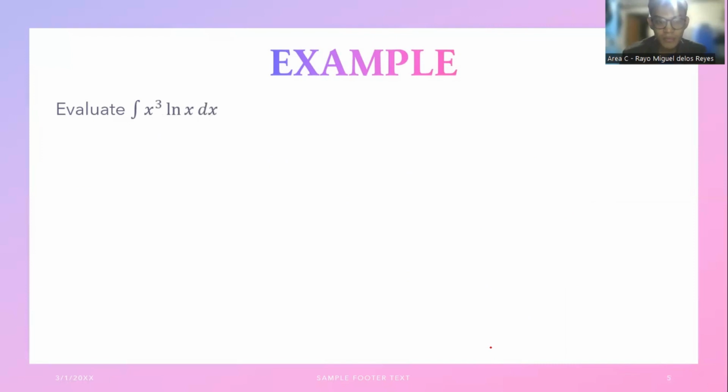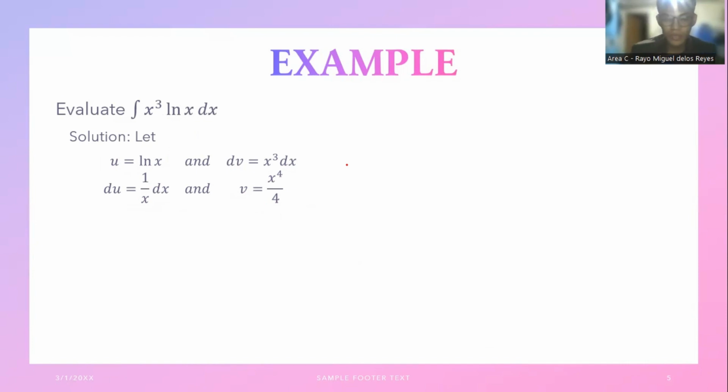So, the second example, we have the integral of x cubed ln of x dx. So, ganun lang din ang gagawin. Ang ilalagay naman natin dito sa u is yung ln of x, yung natural logarithm of x. And then, yung dv natin is yung x cubed dx. And then, kunin lang natin yung derivative niyan. That is du equals 1 over x dx. And then, ang v is x raised to 4 over 4.